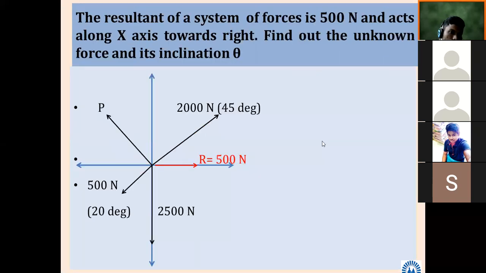Note down this problem, same problem. The resultant of the system of forces is 500 Newton and acts along the x-axis towards the right. Find the unknown force and its inclination theta. So how many forces? Check this diagram. Time is only 3 minutes remaining. What is the resultant force given in this system? 500 Newton.